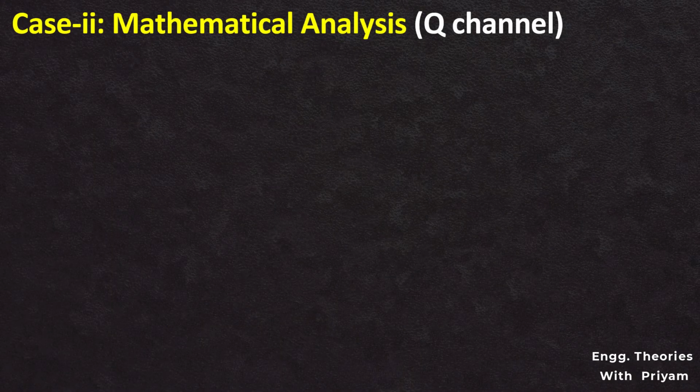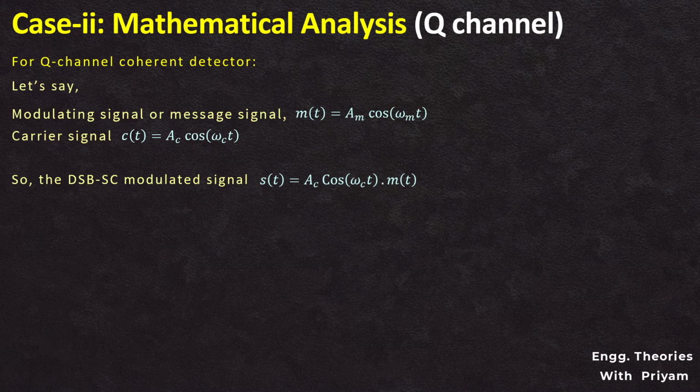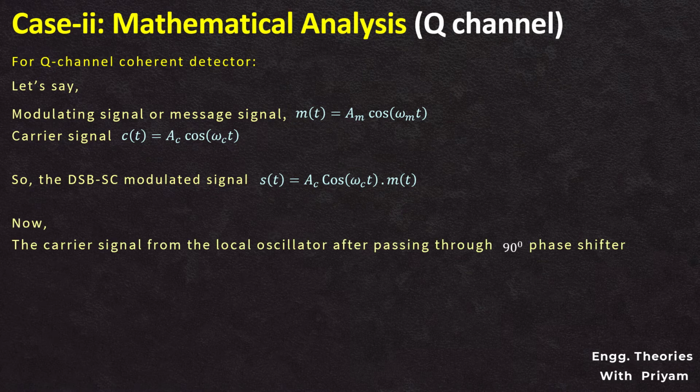Now for the Q channel detector, the equation of the DSB-SC signal can be given by s(t) = Ac cos(ωct) m(t), and the output of the voltage controlled oscillator is c2(t) = cos(2πfct). The output of the voltage controlled oscillator after passing through the phase shifter will be c2(t) = cos(2πfct + φ − 90°), which can be written as sin(2πfct + φ). This φ is the small angle that is added to the 90 degree phase shifted carrier signal.